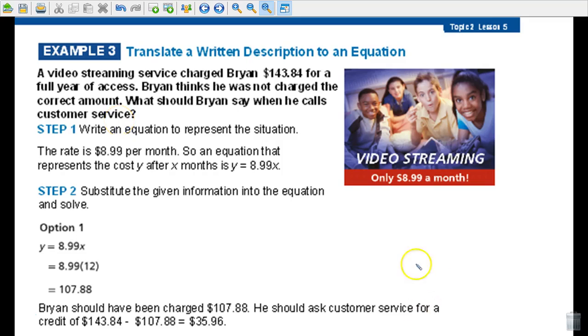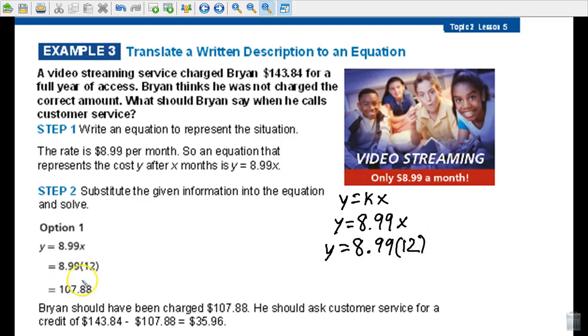Well, we should all remember that the constant of proportionality is k, which is only $8.99 a month. That's the k. And we all know the equation was y equals kx. So the k is 8.99, and then x. To solve how much he should have paid for a year, y is the amount he should have paid, and we do 8.99 times 12. Like they show us over here, y equals 107.88.